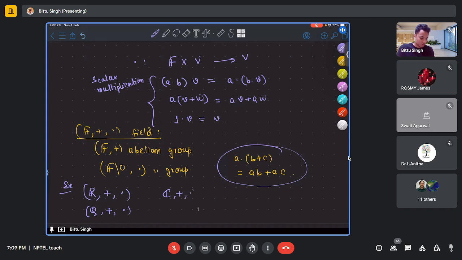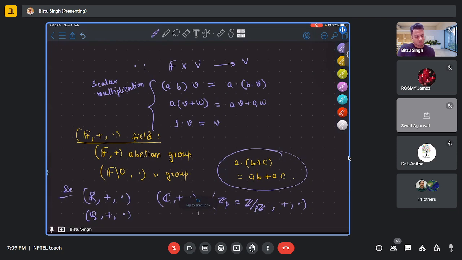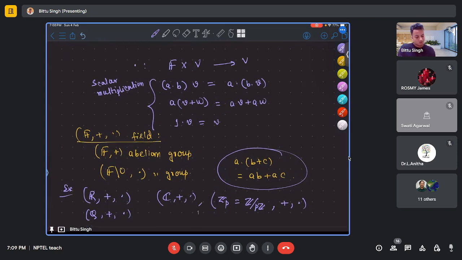Complex numbers with addition and multiplication form a larger field. Another thing you can say is Z_P, so Z modulo P, or you can write it in this notation also, Z mod PZ. This is also a field. Okay, so what are examples of vector spaces?